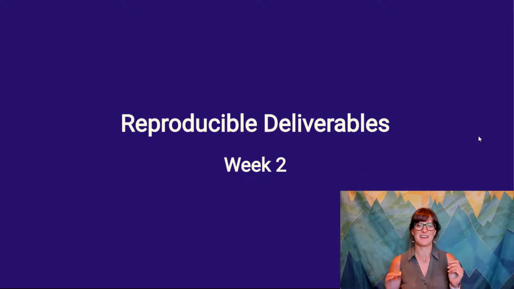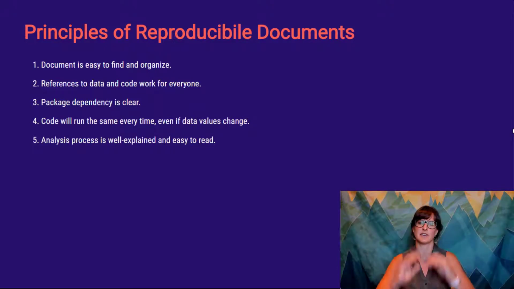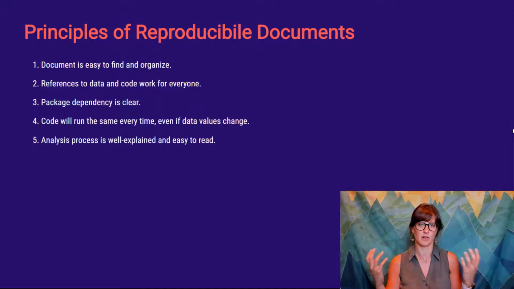Lucky you. The last thing that we're going to do here is summarize what we've just learned and how to implement it. So we've just spent a lot of time talking about reproducibility. And just to remind you what we mean by that, if I say I want this document to be reproducible, it means that I can find and organize that document. It has a good name. I understand what this document is intended to do. It means that your references to data and later down the line to code are not relative to your computer. They make sense. They work for everyone.